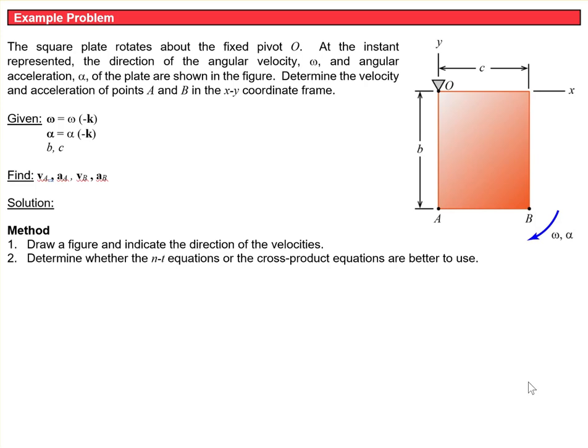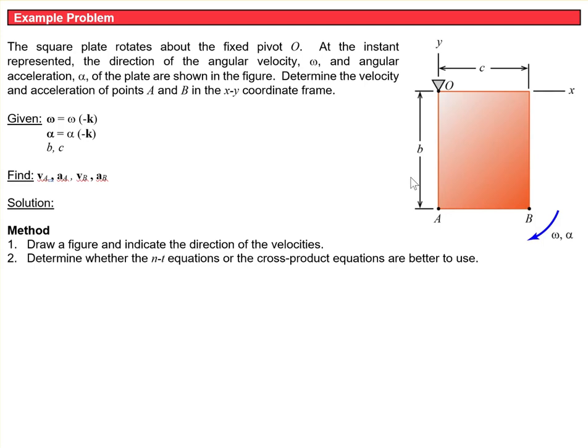In this problem, we have a square plate that rotates about a fixed point O. At the instant represented, we have the angular velocity and angular acceleration going in a clockwise direction. We want to determine the velocity and acceleration of point A and point B. So we know the direction of the angular velocity and angular acceleration, and we know the dimensions of the plate.